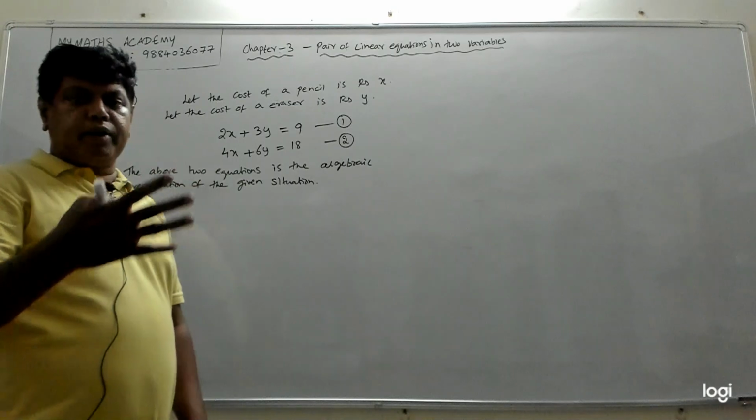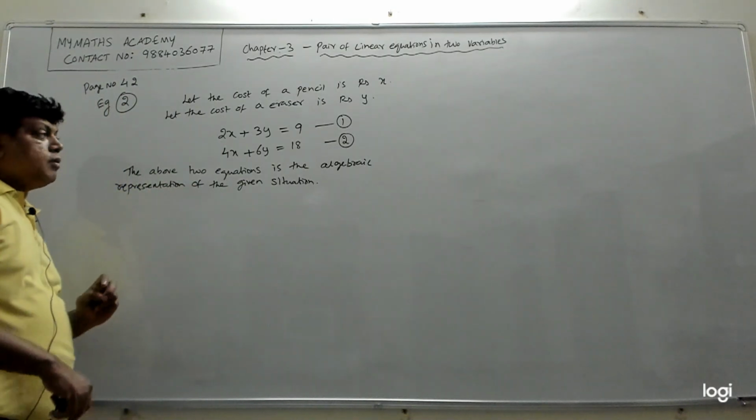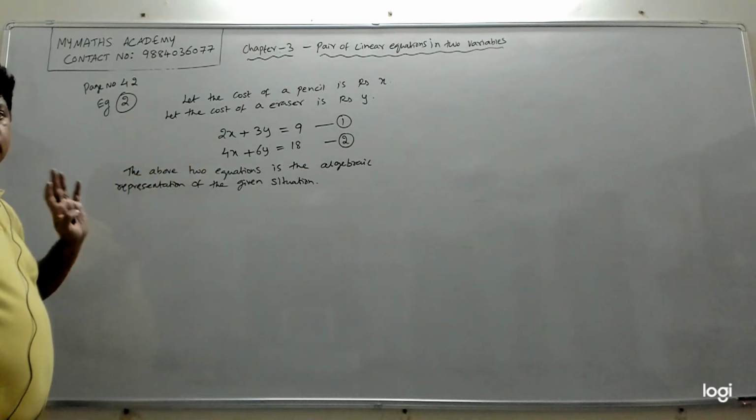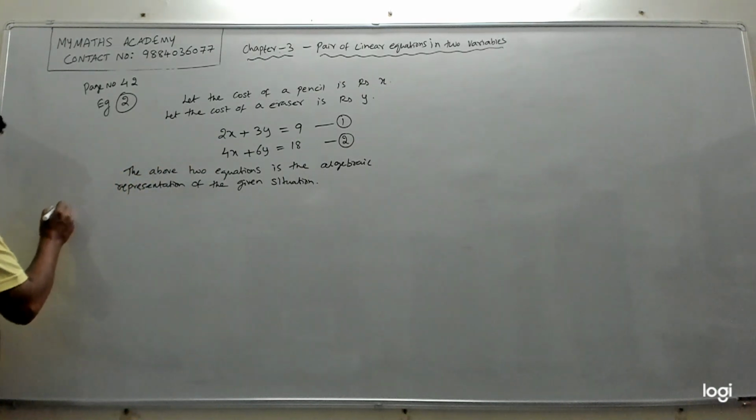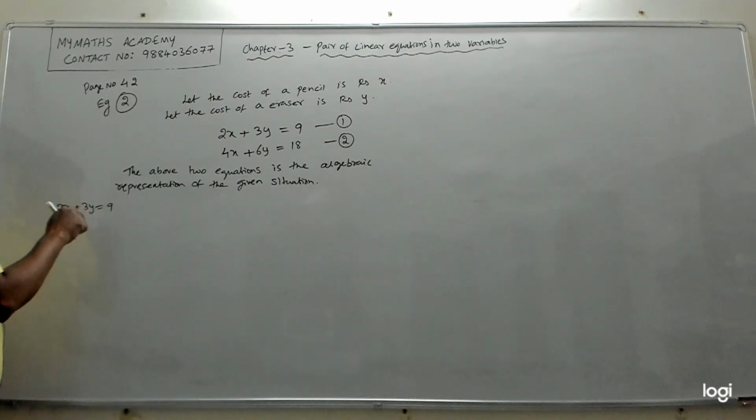Now the next part is that we have to represent it graphically or geometrically, which means we need to draw the graph for both of these equations. We'll take the first equation. What is the first equation? 2x plus 3y equals 9. Let's try to draw the graph for this.